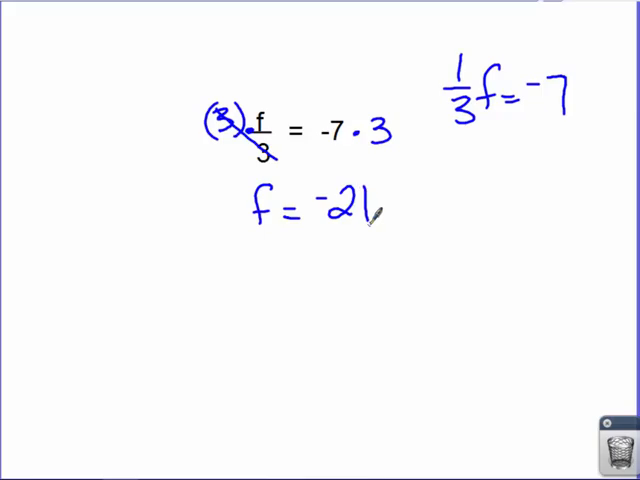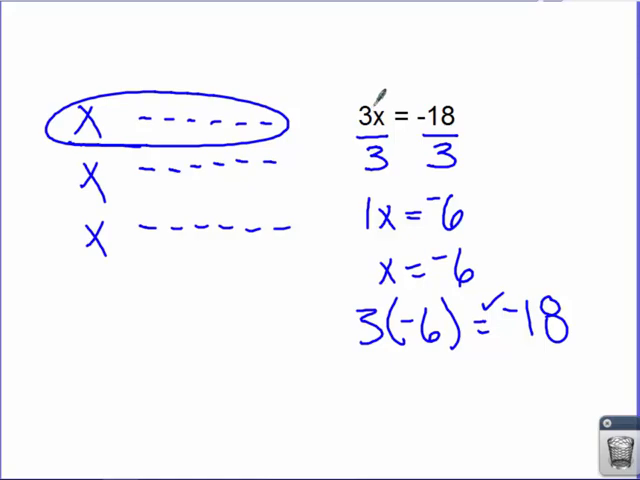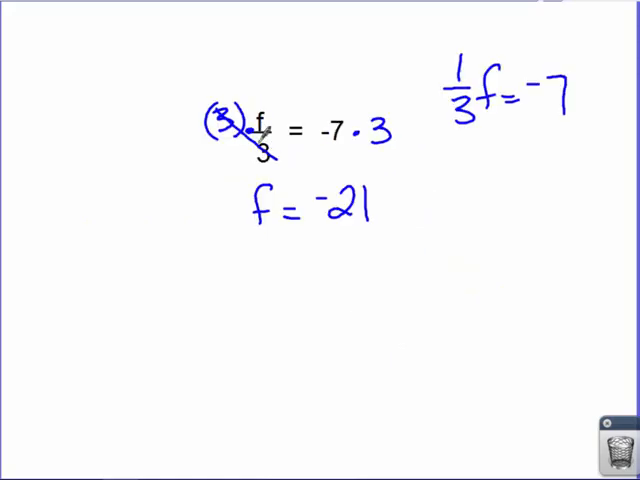So on the division problems, there's a lot less work. On the multiply, I had a 3 beside the x, so I put a 3 down below it. On the division problem, I already had the 3 underneath, so I put a 3 up beside. If I have a divide, I'm going to do a multiply. If I have a multiply, I'm going to do a divide. Now, if I plug this number in, negative 21 divided by 3, does that give me negative 7? Yes, it does.